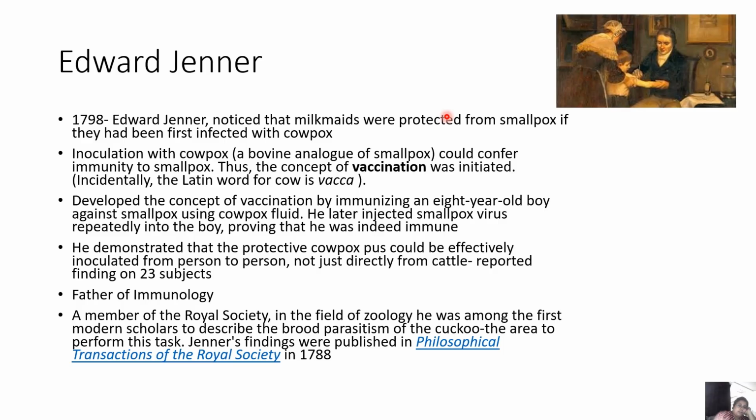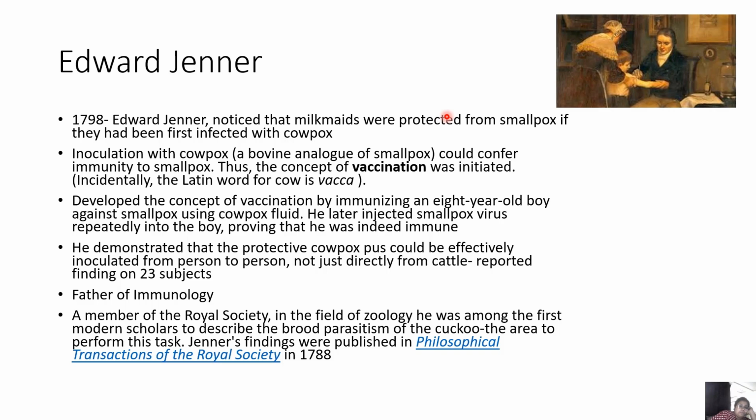So Edward Jenner noticed that milkmaids were protected from smallpox if they had first been infected with cowpox. Now, inoculation with cowpox, a bovine analog of smallpox, could confer immunity to smallpox, and thus the concept of vaccination was initiated. Incidentally, the Latin word for cow is vacca. He developed the concept of vaccination by immunizing an 8-year-old boy against smallpox using cowpox fluid. He then later injected smallpox virus repeatedly into the boy, proving that he was indeed immune.